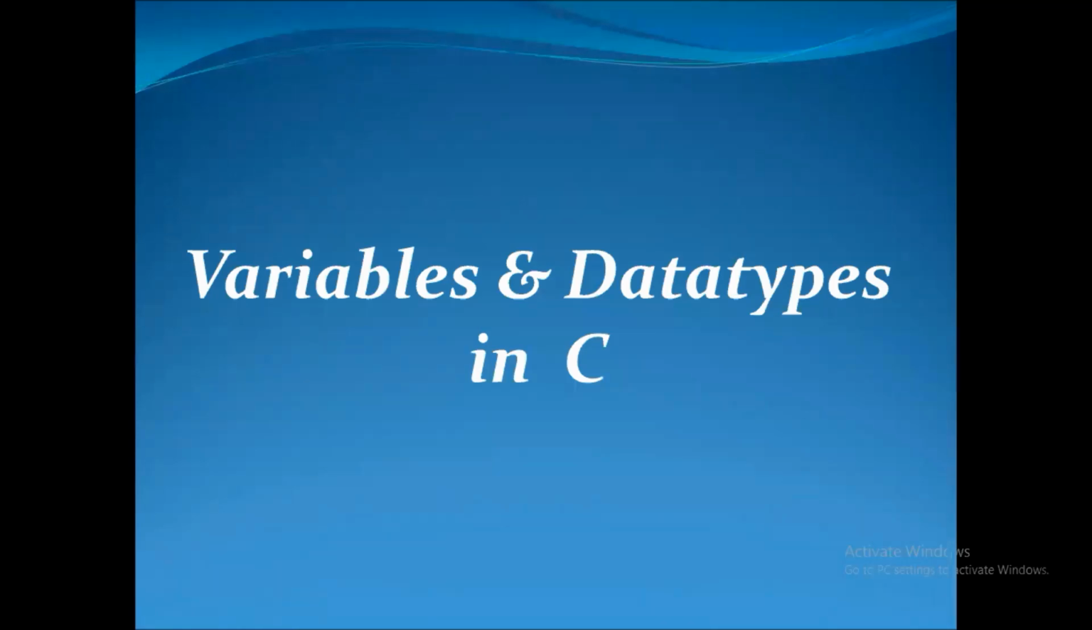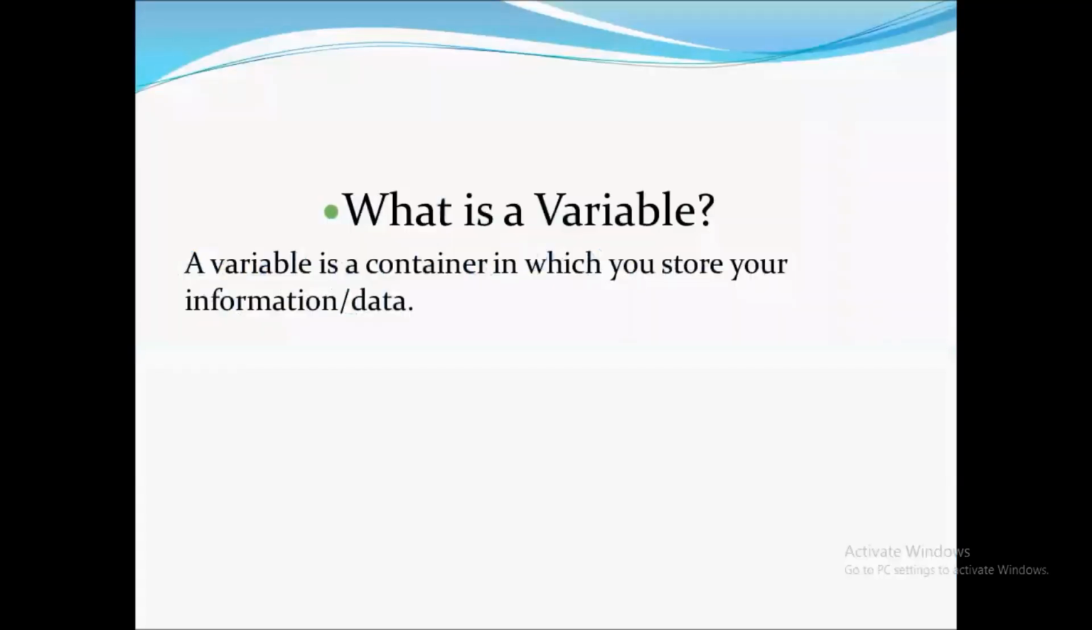Hello everyone. Today we will see variables and data types in C programming language. So what is a variable? By definition, a variable is a container in which you store your information or data. Data is nothing but your values.